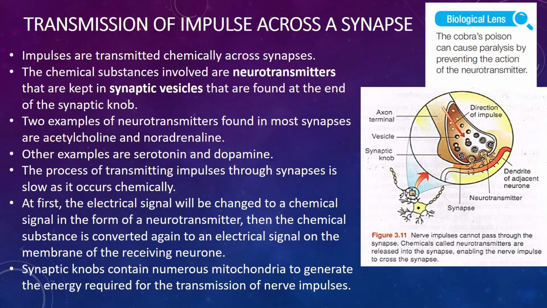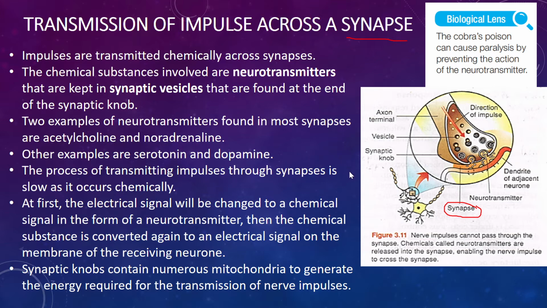Now let's look at transmission of impulse across a synapse. Okay, do you still remember what a synapse is? So impulses, ini adalah synapse. Can you see this? That's the small gap in between the synaptic knob and also the adjacent neuron. Neuron yang bersebelahan, dendrite of the adjacent neuron dengan the synaptic knob of the previous neuron, ini ada satu gap di antara mereka. So this is what we call the synapse.